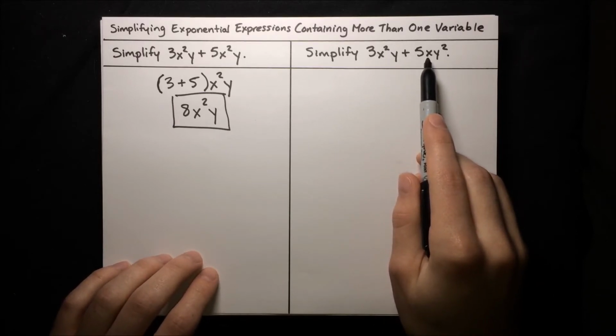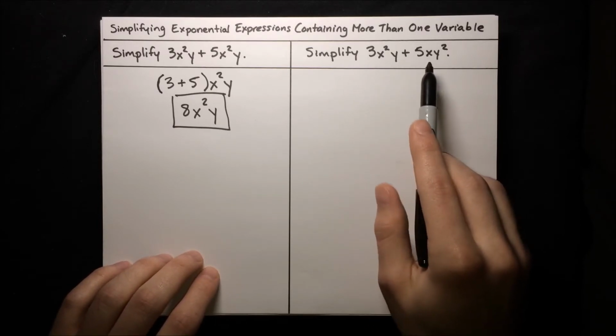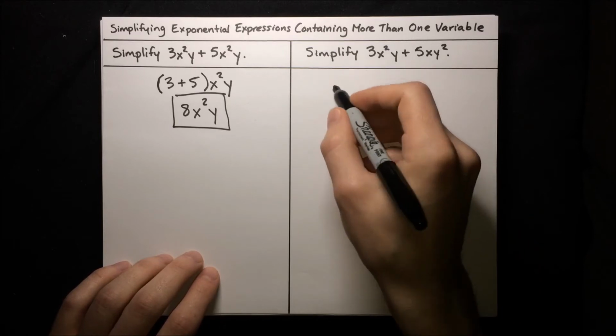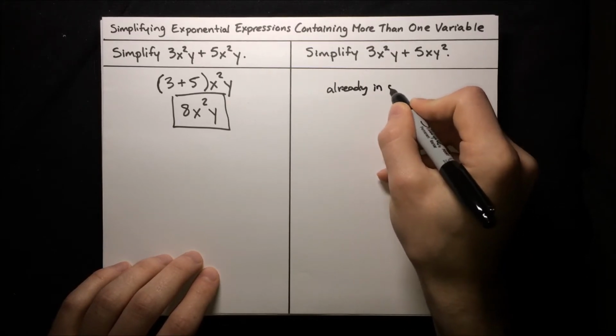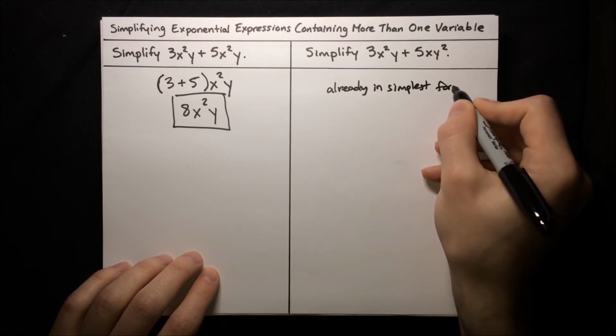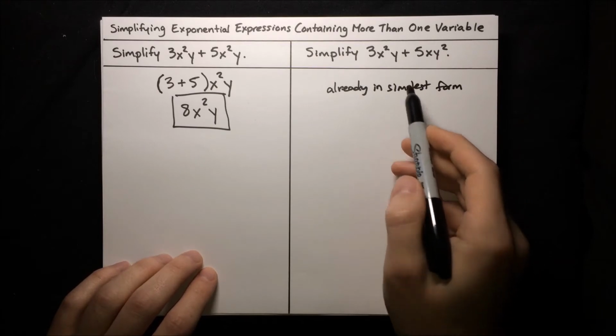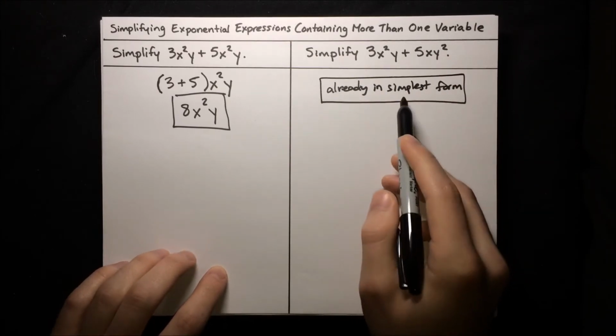In order to combine the terms, we need them to be like terms, but since these are not like terms, we just can't simplify further. It's already in simplest form. So there's nothing that we can do to simplify this further. It's just already as simple as it can go.